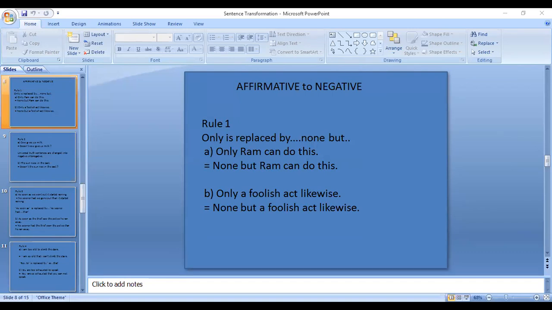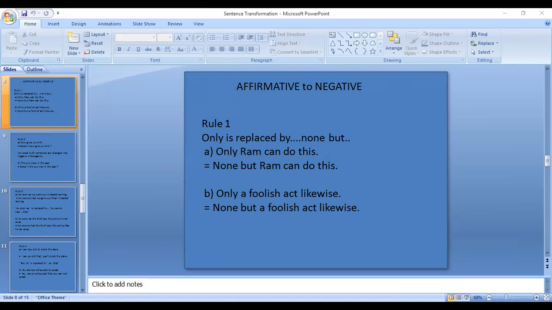So let's discuss. I think you have noted down. Only is replaced by none but, one of the most important questions. What we are doing now, affirmative to negative, is one of the most important patterns. Most of the questions from the transformation come from here, affirmative to negative. So we are changing them into negative, but we are not changing the meaning.